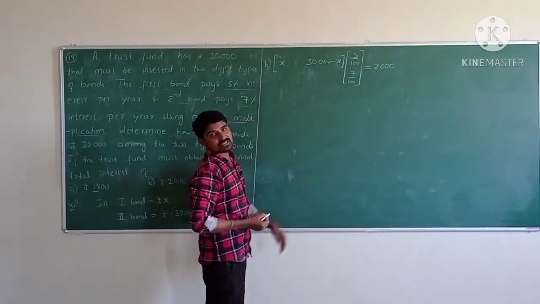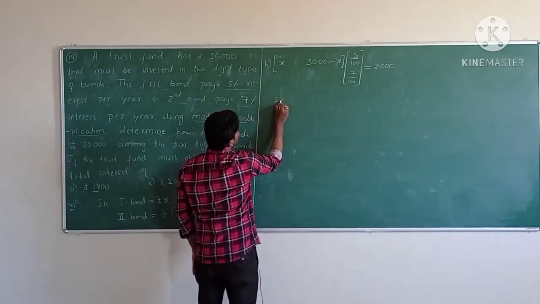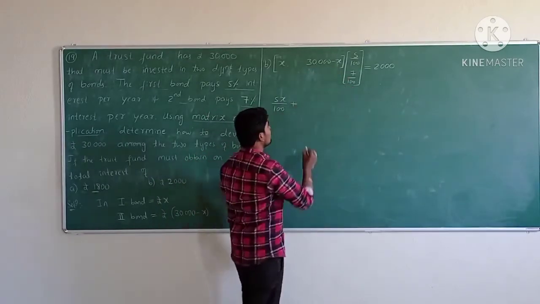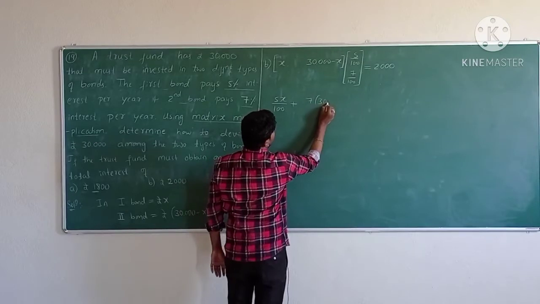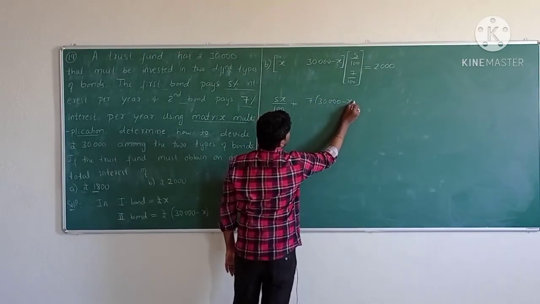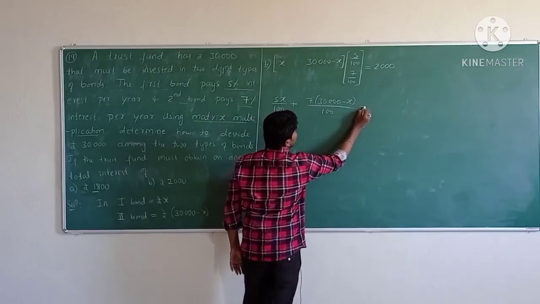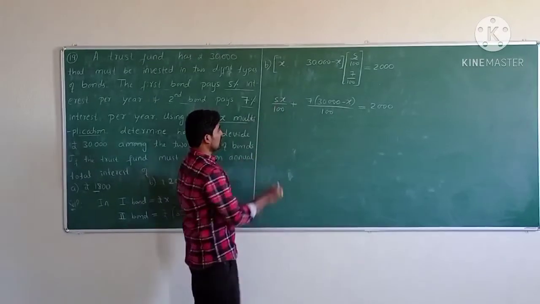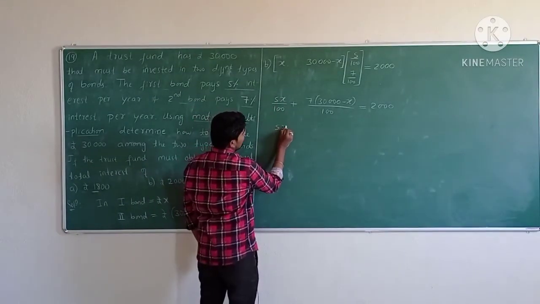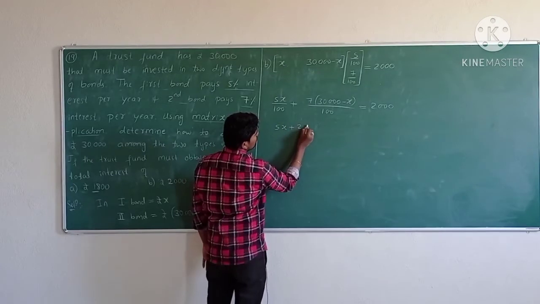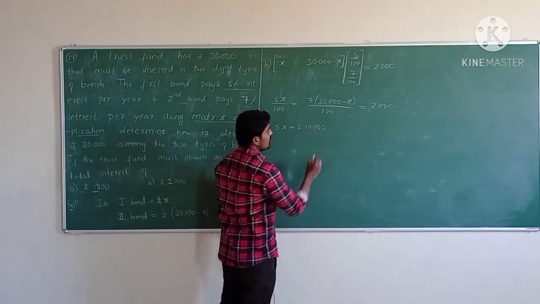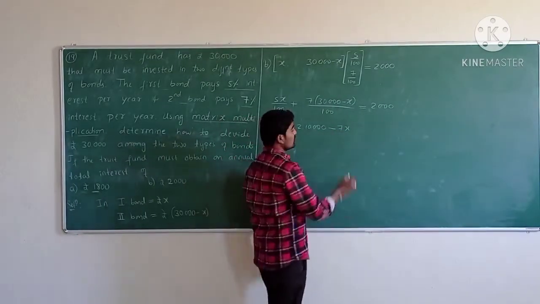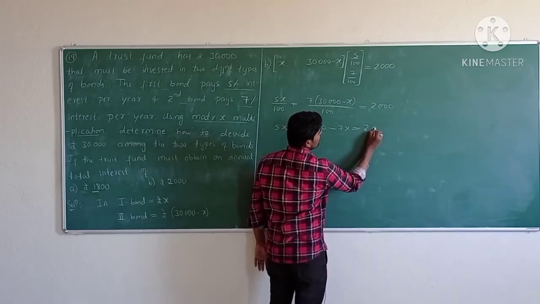So again, rows versus column: x into 5 by 100, 5x divided by 100, plus 30,000 minus x into 7 by 100, so 7 into (30,000 minus x) divided by 100 is equal to 2000. And again the LCM is 100. So 5x plus 7 into 30,000, which is 2,10,000, minus 7 into x, 7x, divided by 100, and I am putting the answer on the other side. So 2000 into 100 is equal to 2 lakh.